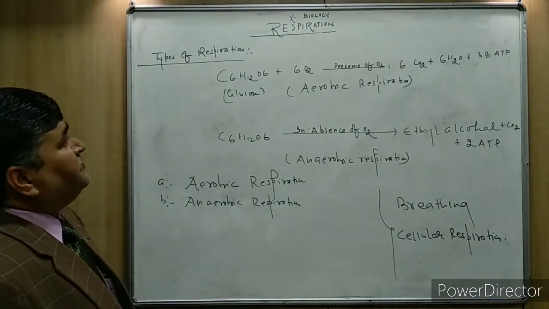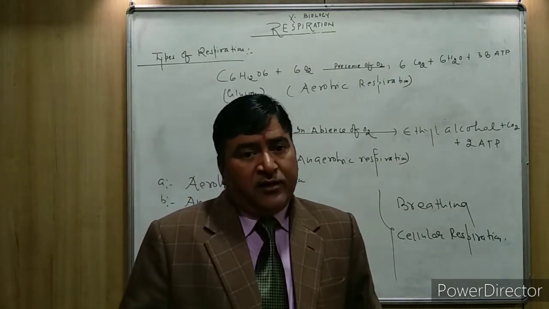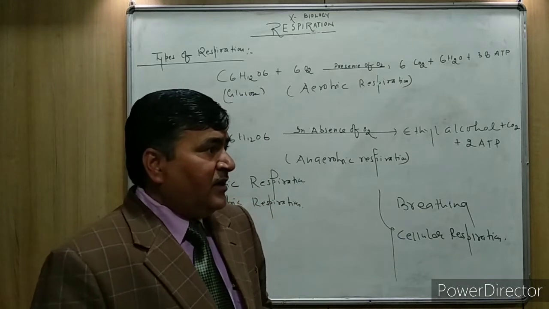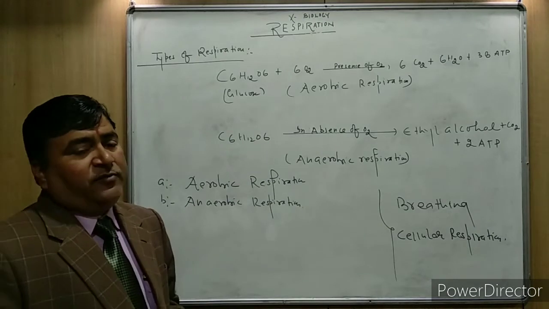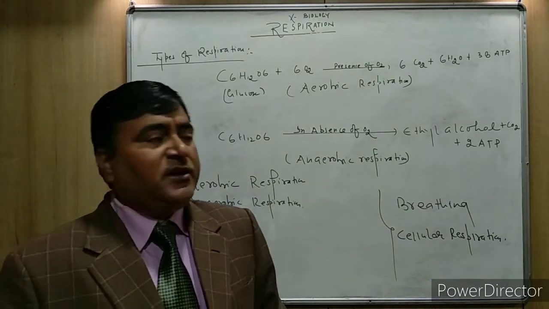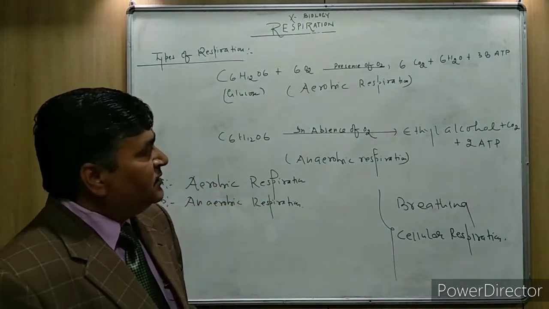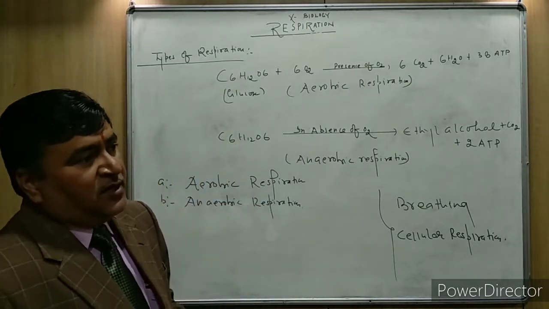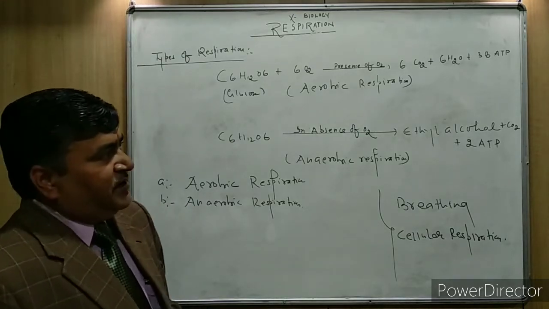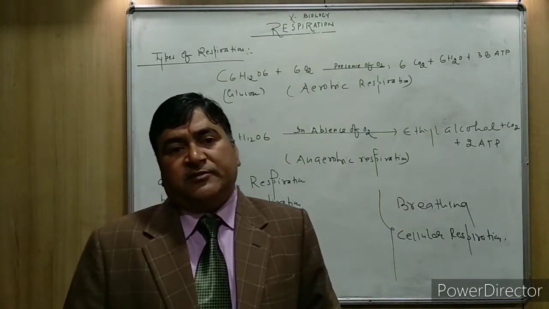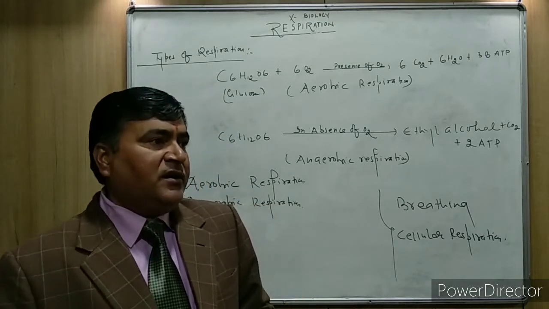The process of aerobic respiration takes place in human beings, in animals, in plants, but mainly the process of anaerobic respiration takes place in microorganisms such as bacteria, fungus, etc. Sometimes we also perform anaerobic respiration, and due to the process of anaerobic respiration, lactic acid is produced inside our muscular cells.